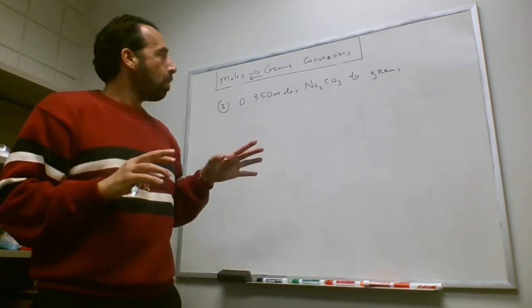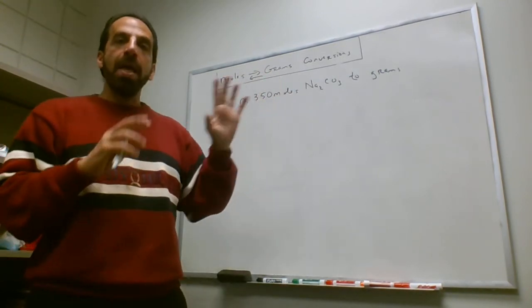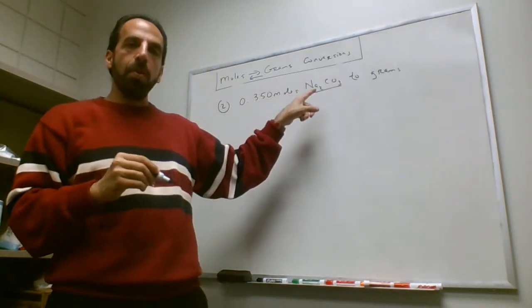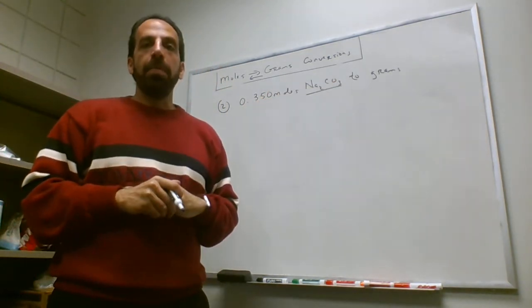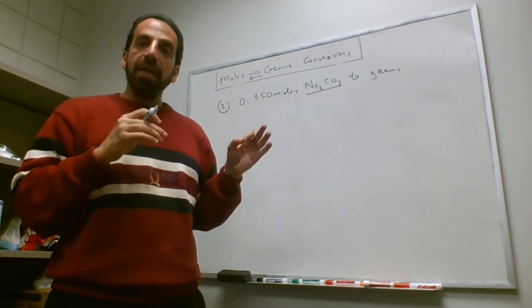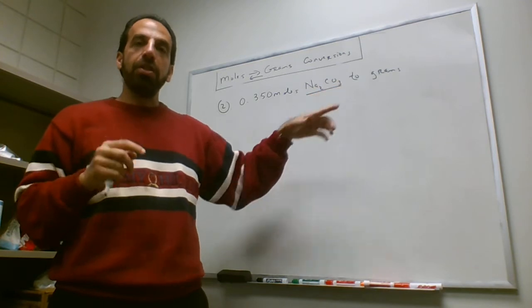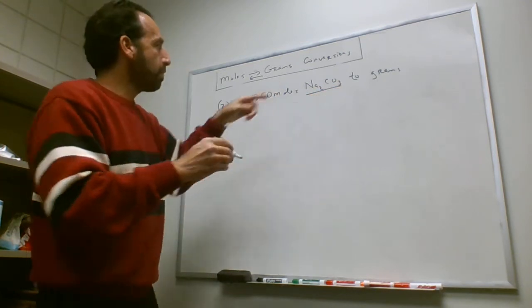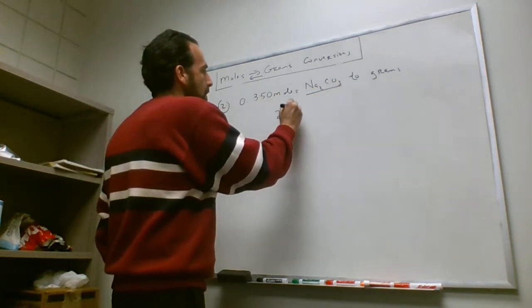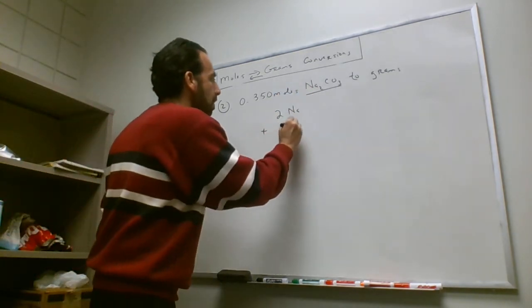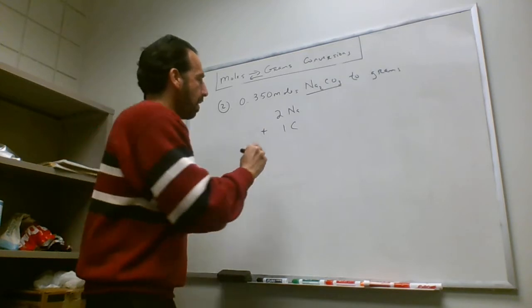So this one now, we're going to go from moles to grams, and we're going to use a compound. So I got 0.35 moles of sodium carbonate to grams. Whenever we have this, I got to add up all the atomic masses of the sodium plus the carbon plus the oxygen to get the molar mass of that compound. So I have 2 sodiums, I'm going to have 1 carbon, and I'm going to have 3 oxygens.